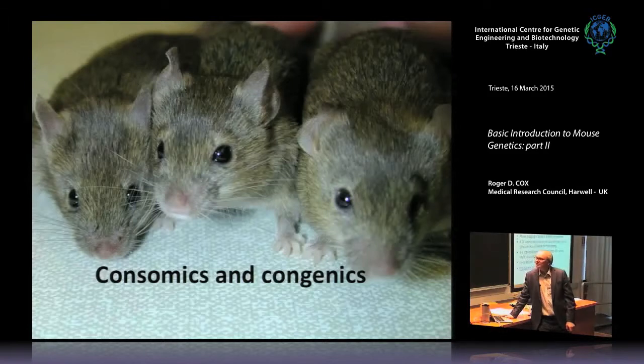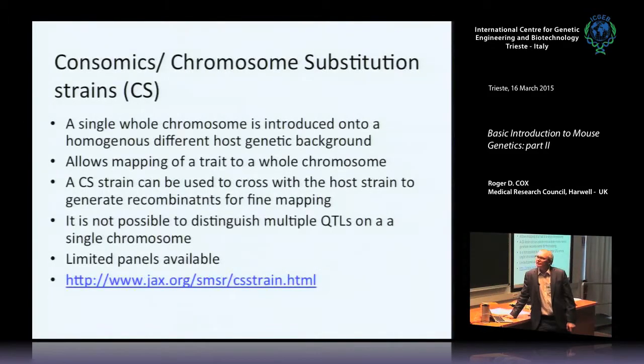Consomics. Consomics are chromosome substitution strains. So there are mice available where a single whole chromosome has been moved onto a different genetic background. If you're interested in a particular chromosome or traits on that chromosome, you can look at it on a different genetic background. All the other chromosomes will be homogeneous from another strain, but you'll have your one chromosome of interest. And then you can use that strain to do genetic mapping experiments.